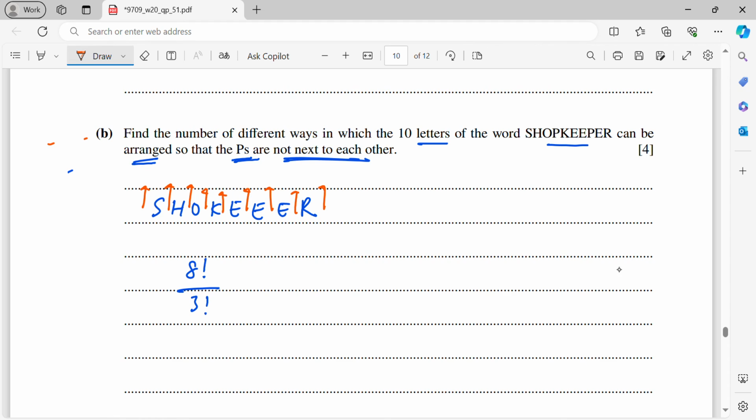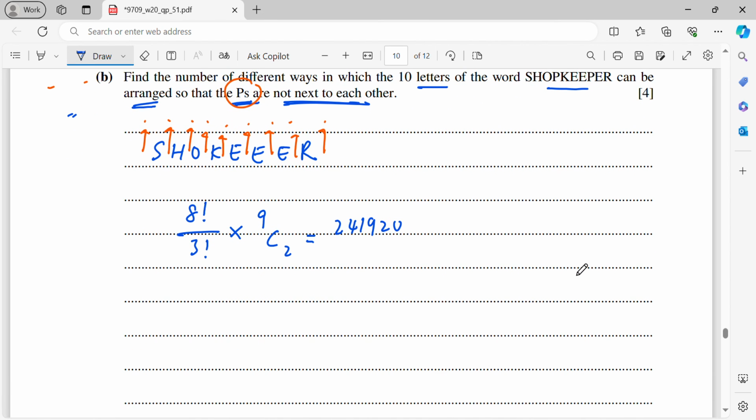So when you calculate the arrows, I have 1, 2, 3, 4, 5, 6, 7, 8, 9. I have 9 arrows, but I need 2 P's, and these 2 P's are identical. Therefore, I will just write followed by choosing any 2 slots for the P. So therefore, 9, choose 2. We use C here because the P's are identical. Therefore, you are getting 2, 4, 1, 9, 2, 0. That is the first method to solve this question.